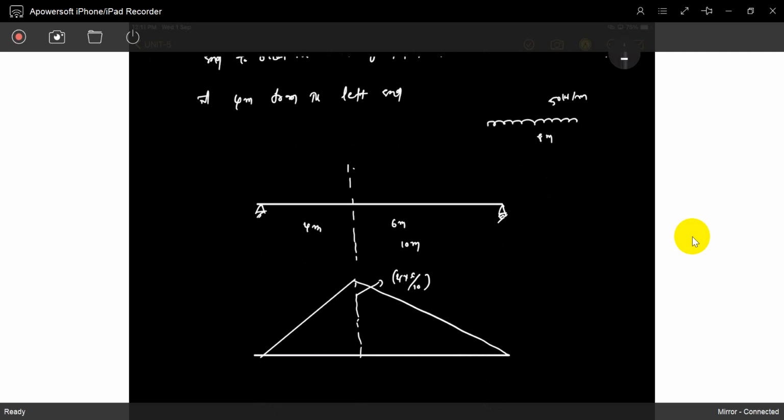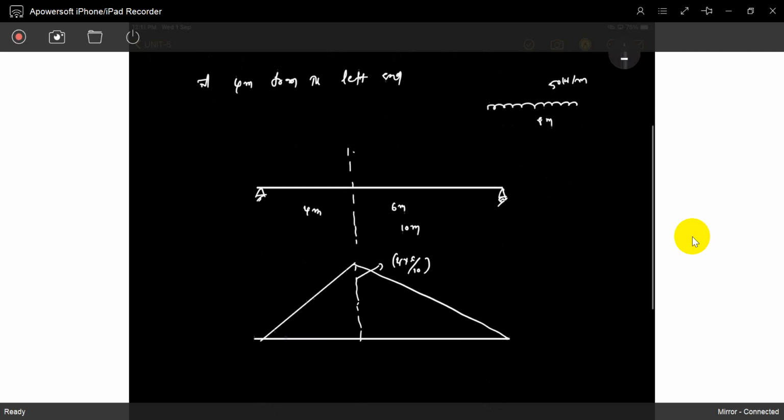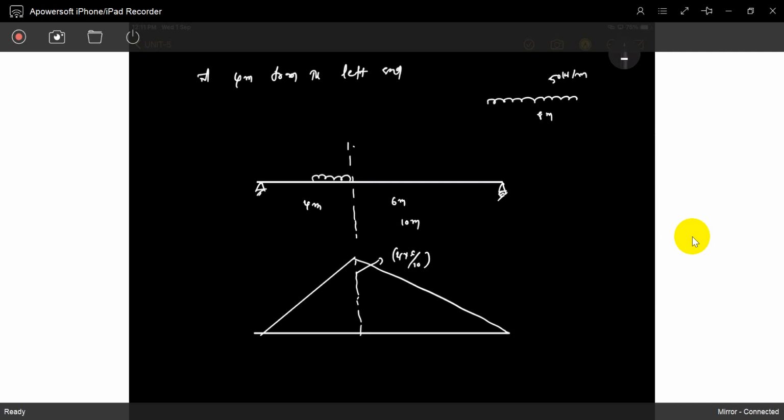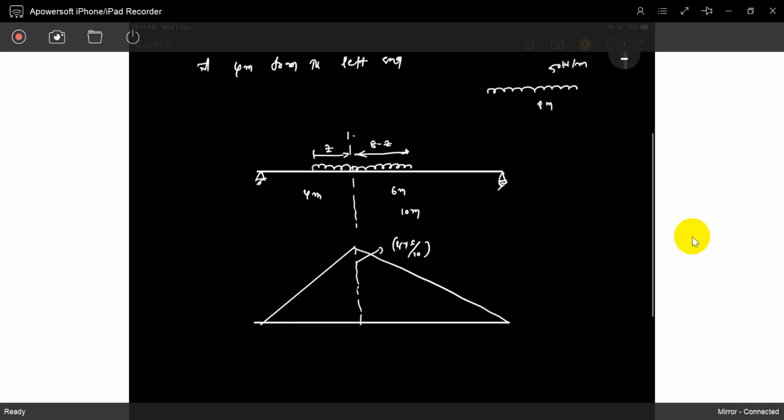The UDL load is divided on the span in the same ratio in which the section divides the span. So you have to place it like this. We don't know the distance, so take it as z and the other part as 8 minus z. So z divided by 8 minus z is in the ratio of 4 divided by 6. If you place it like this, you will get the maximum bending moment at the particular section.